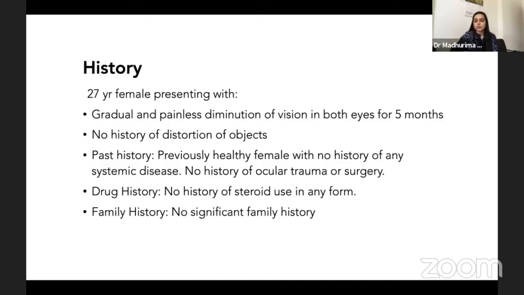There was no history of distortion of objects. There was no significant past history. There was no history of ocular trauma, surgery, or systemic diseases. There was no history of steroid use in any form, and there was no significant family history. This patient had been treated as a case of central serous chorioretinopathy at an eye care center, but there was no improvement in vision, and then she came to us.